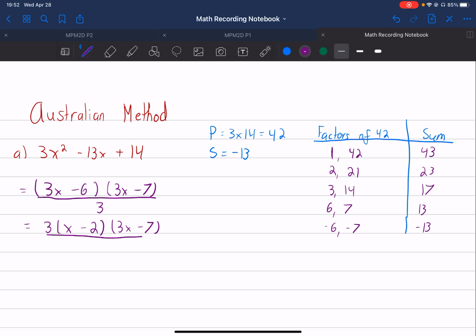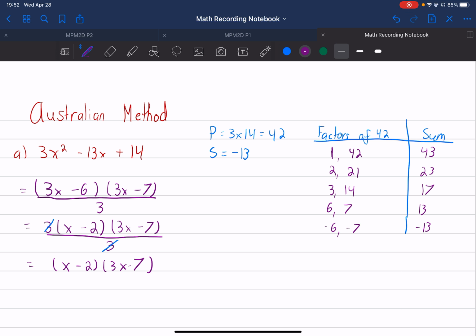So we're going to put over the brackets 3. Now, what you're going to notice is that these two 3's can cancel each other out. And we are left with our expression: x minus 2, end bracket, 3x minus 7.